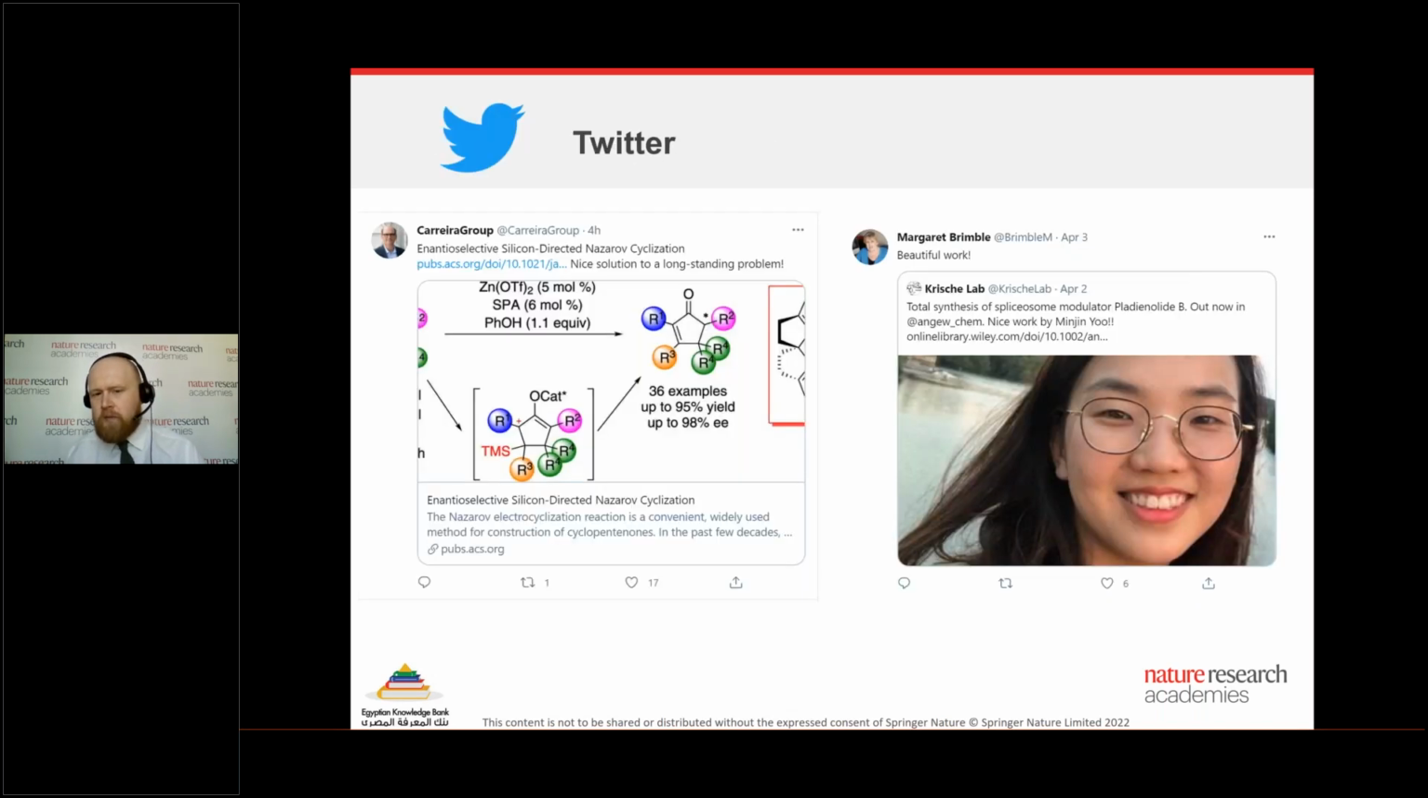Now, I do also suggest using Twitter as a platform to engage and learn about other researchers' work. Here, I've highlighted two well-known scientists, Carrera and Brimble, and they are an example of scientists who frequently share their opinions, share research articles online. They often share work that they're impressed with.